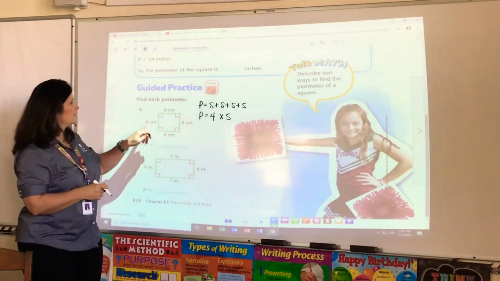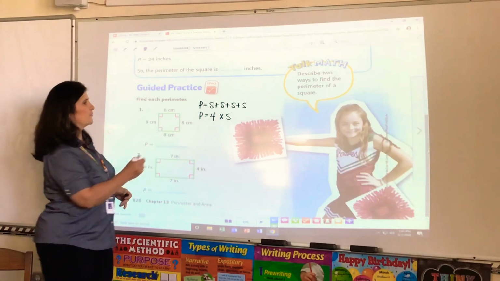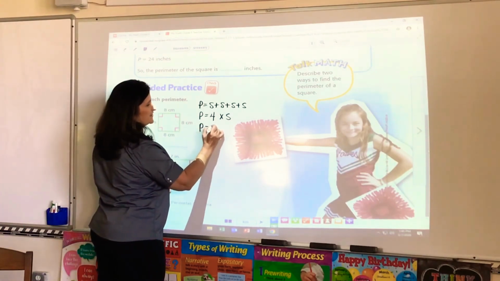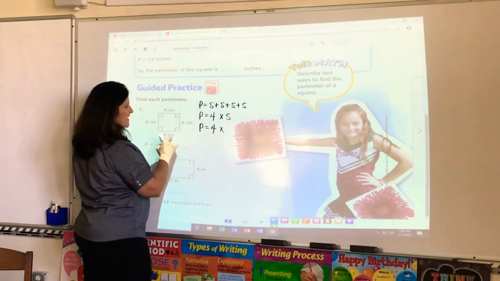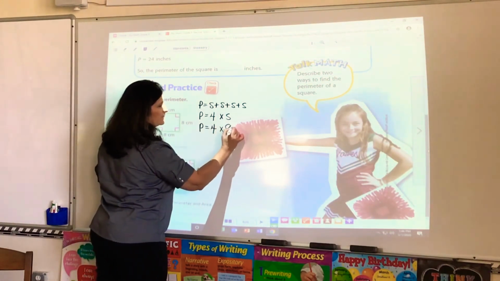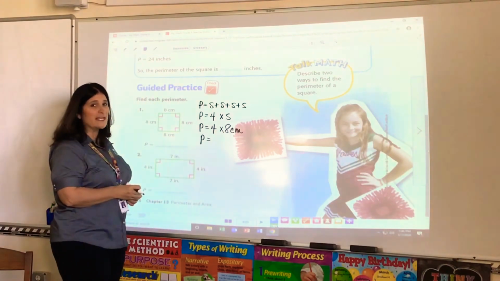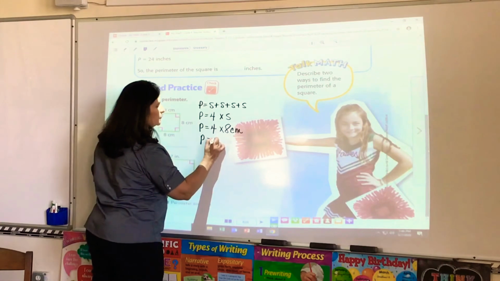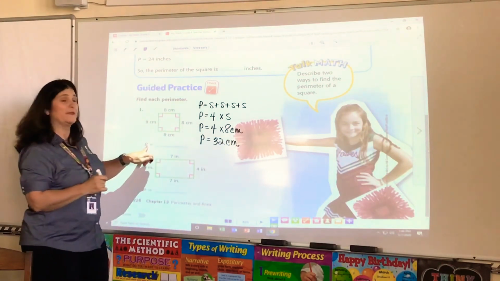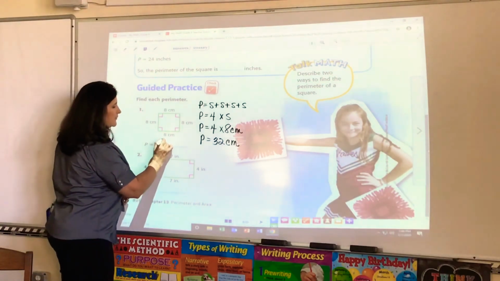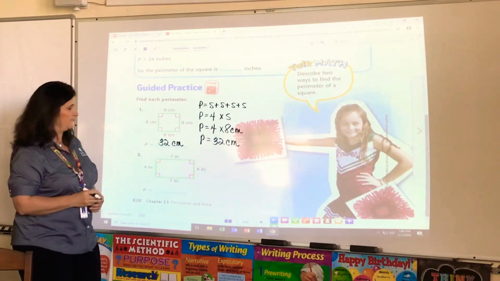Okay, so when I say we're going to take out the variable, every side is 8 centimeters. So we're going to put P equals, the 4 stays the same because the 4 represents the 4 sides, times 8 because it's 8 centimeters. Okay, so P equals, this is a math fact, 4 times 8? Yes, 32. 32 centimeters. So the perimeter equals 32 centimeters. Make sure you put that unit of measurement, okay?